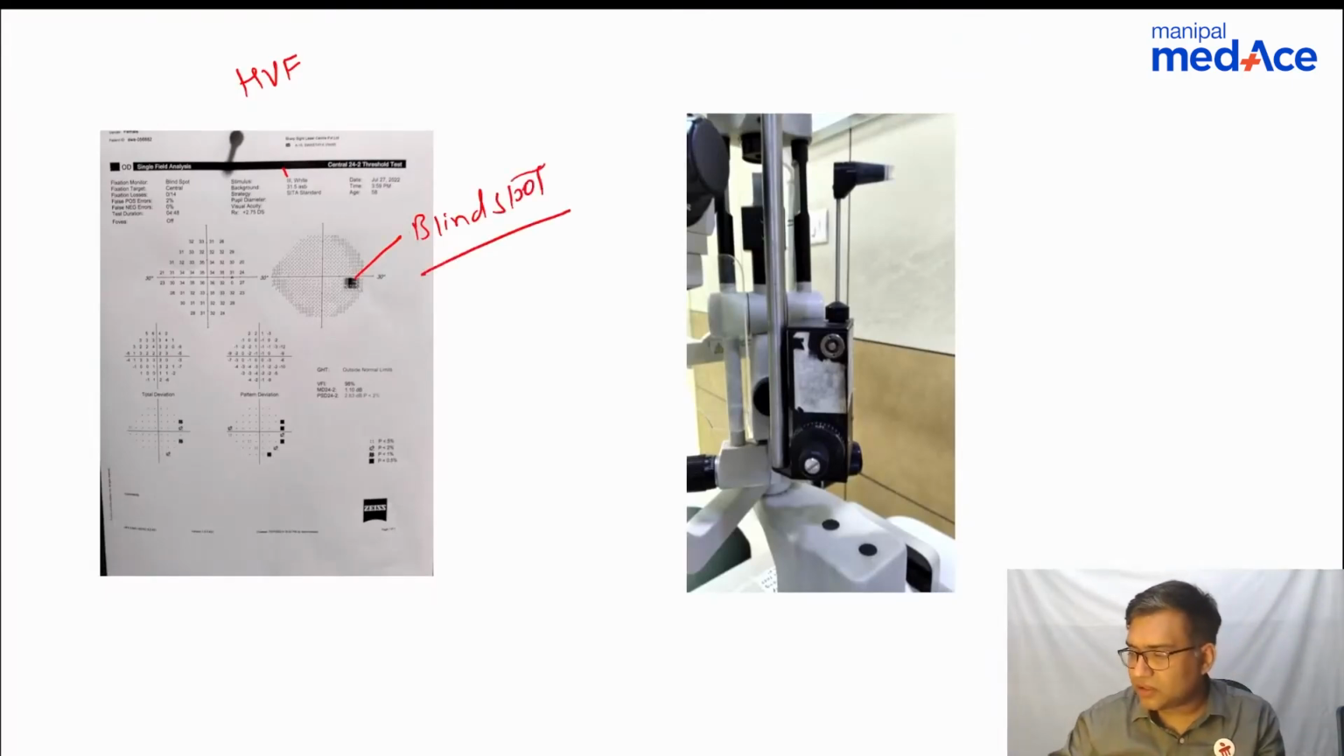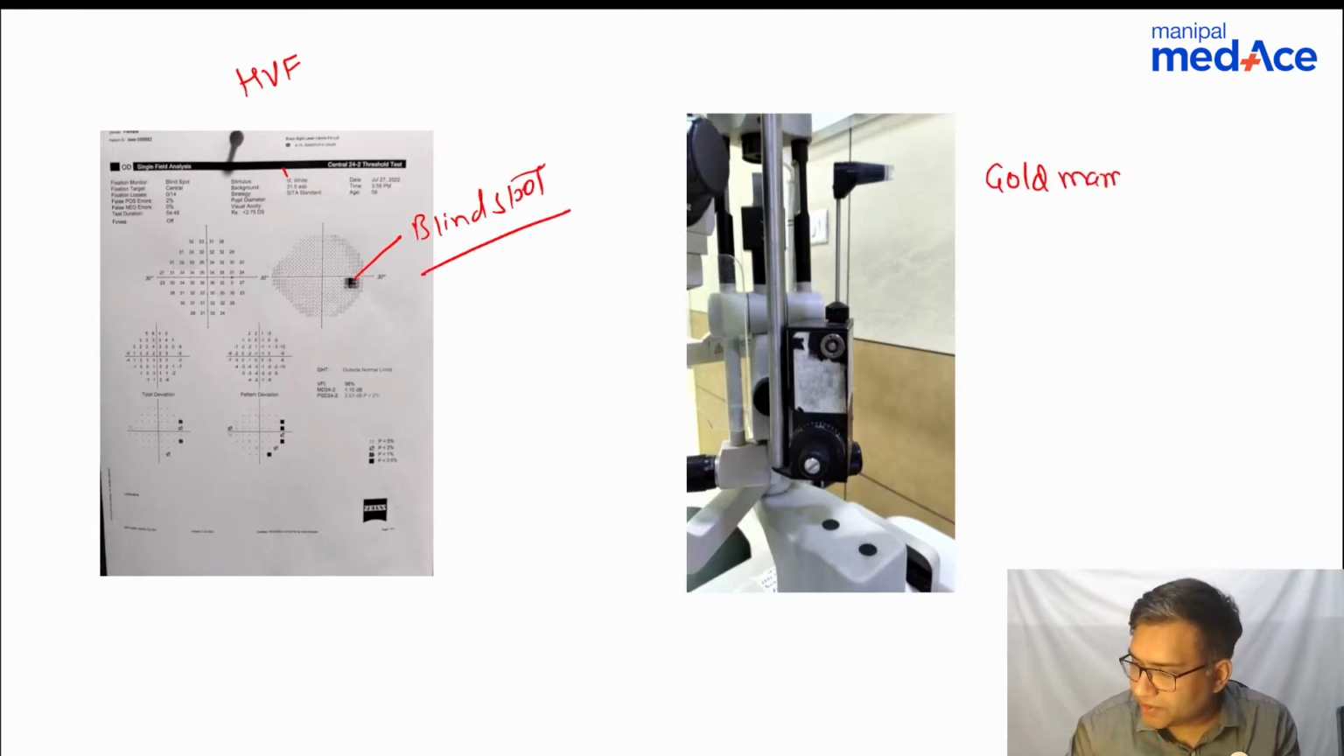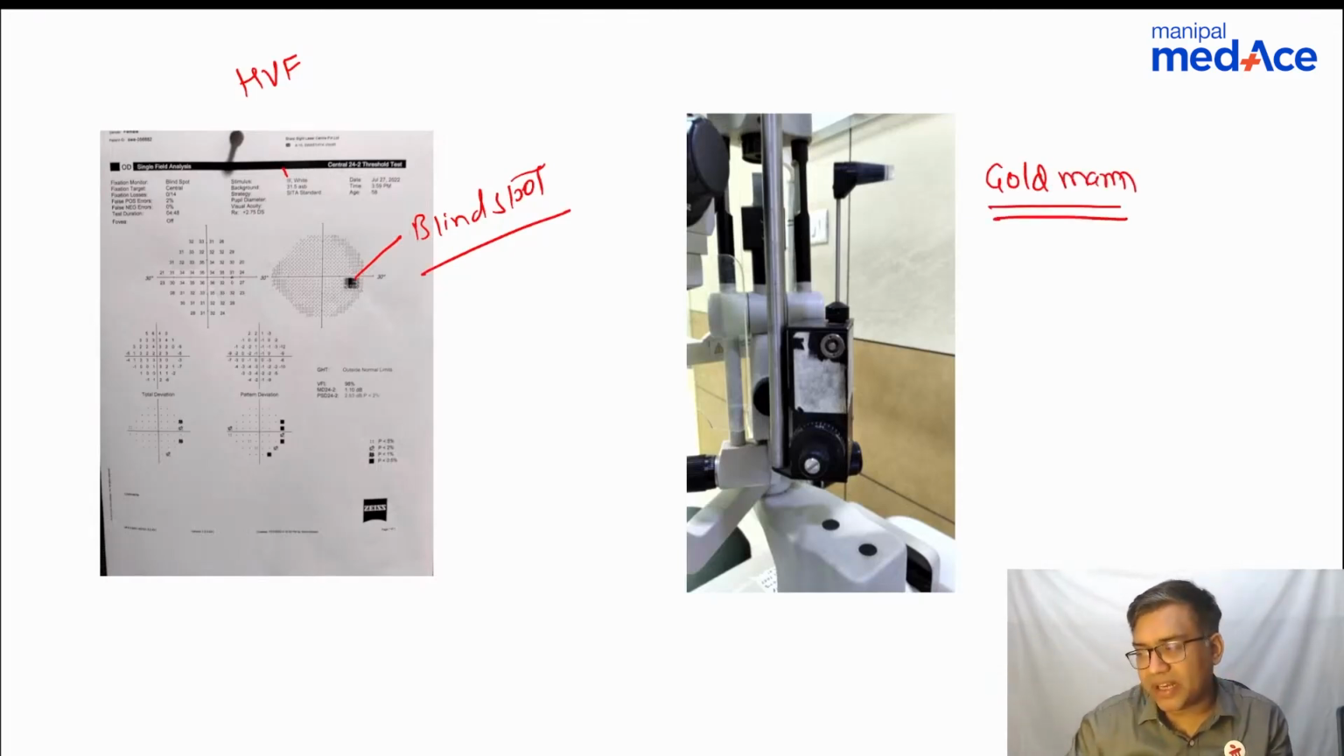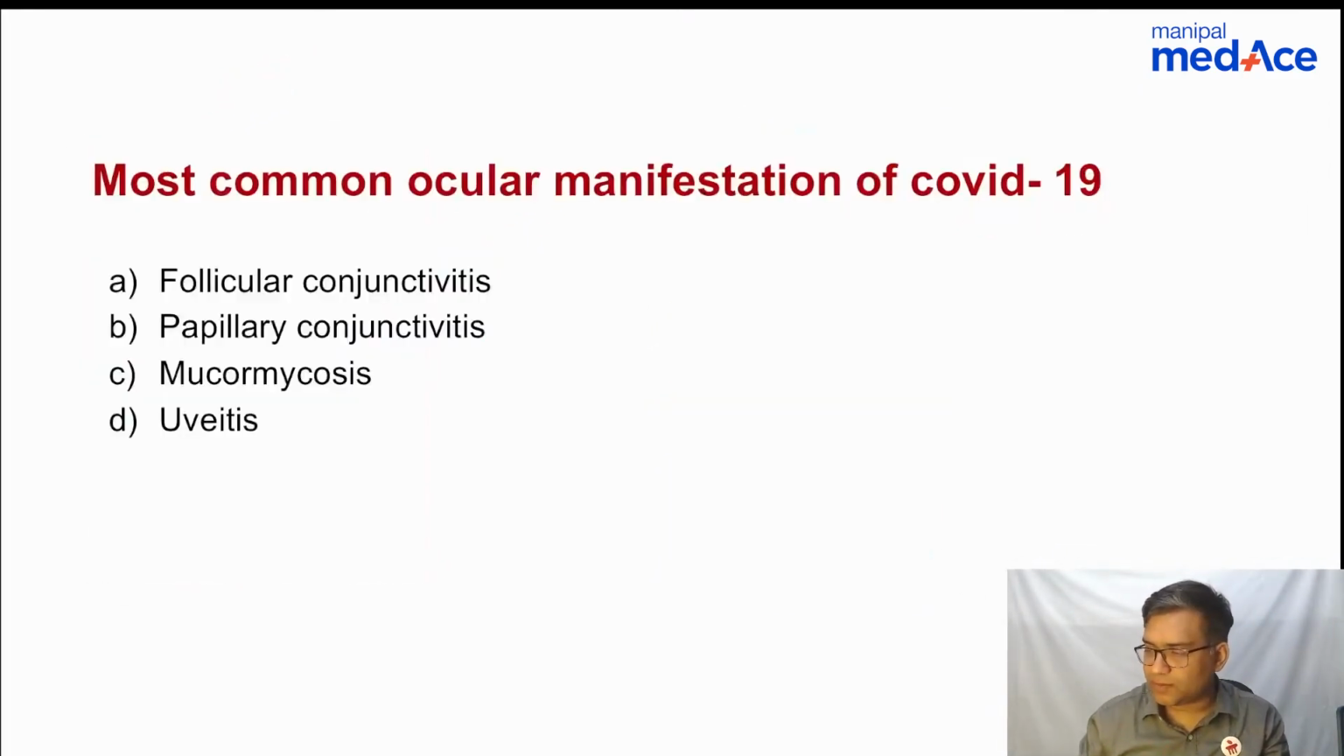And this is the Goldmann applanation tonometry. Goldmann applanation tonometry is the gold standard for measuring the intraocular pressure. Okay, let's move to our next question.